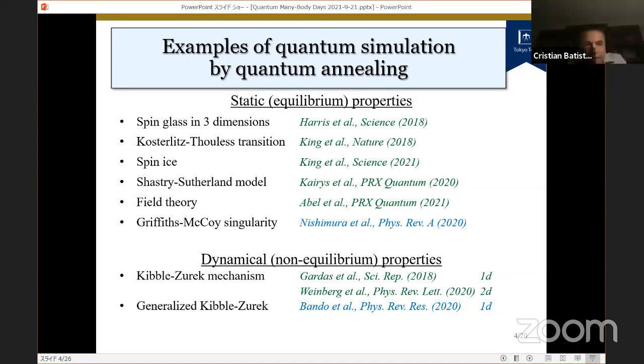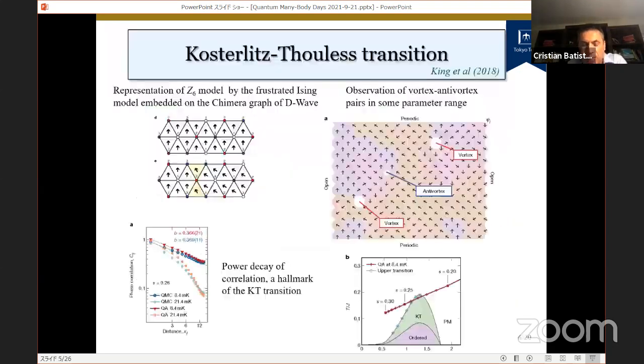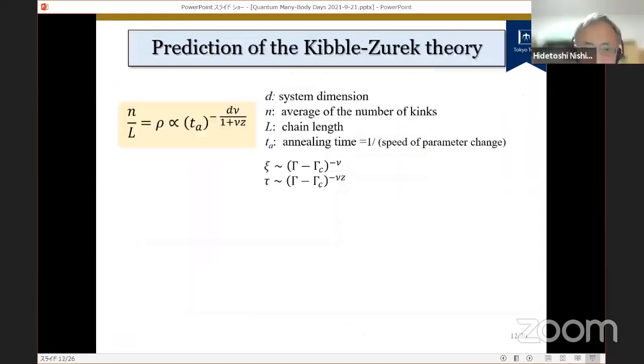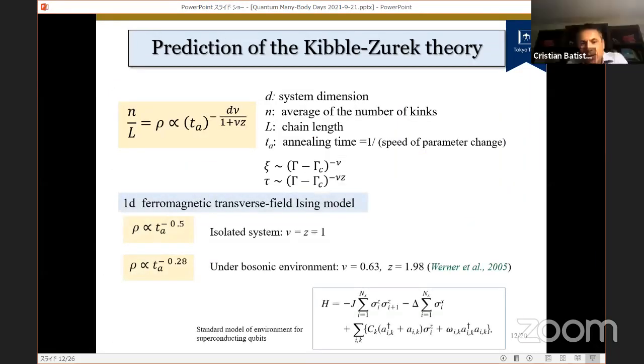Yes, I have a question about the model that you are using to model the coupling to the environment. So you use a particular model to get that exponent of 0.28. My question is first, how realistic is that model? And second, do you know what hypotheses you need to change in the model to get a different exponent?